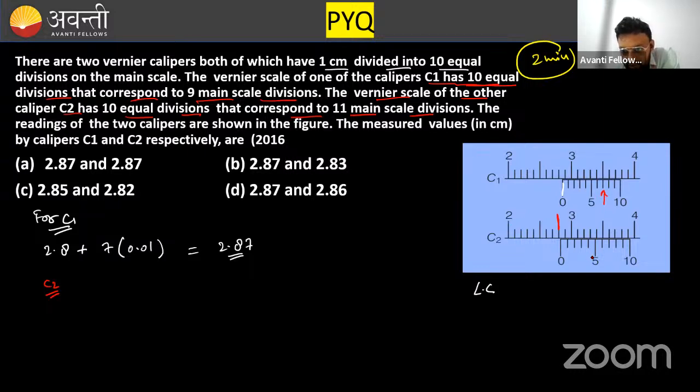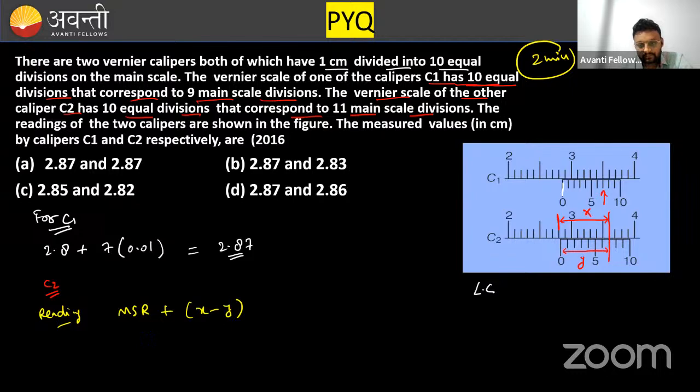किसी ने notice किया? Which point is coinciding? I think this point is coinciding, na? This is coinciding. So we have to assume some distances. Let's suppose this distance is x and this distance is y. What is my answer then? Reading will be main scale reading plus x minus y.